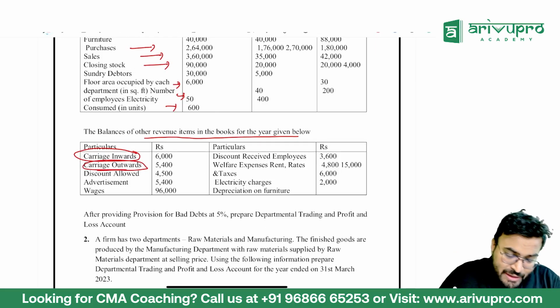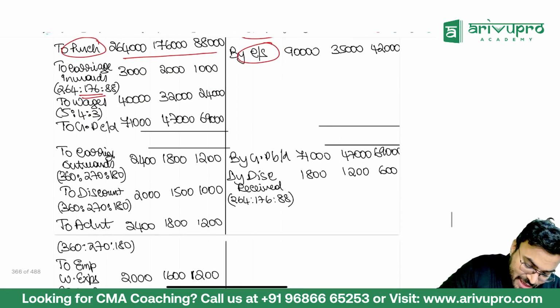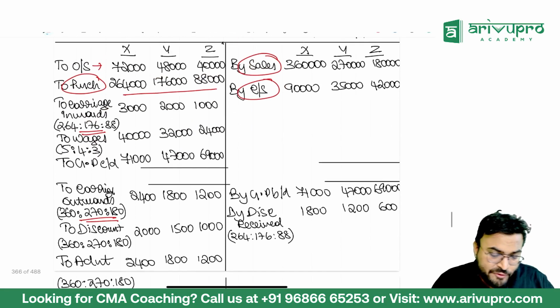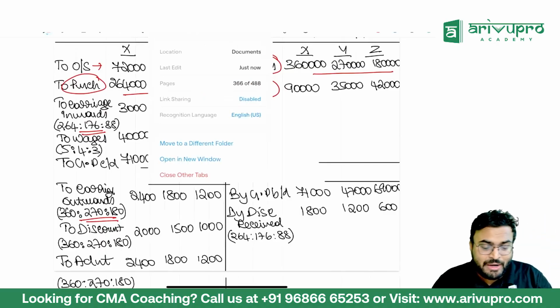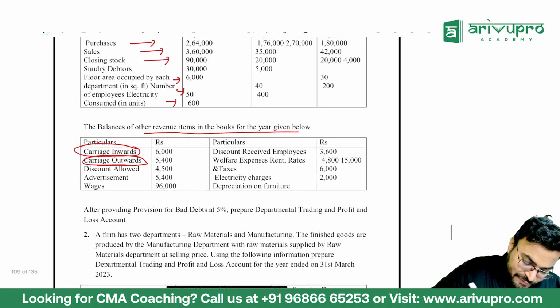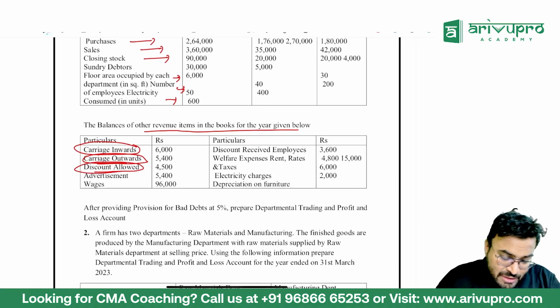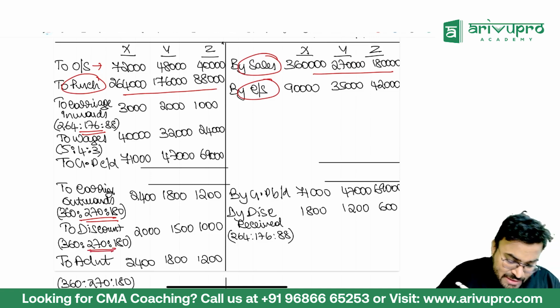Carriage outward, it's on the basis of sale. See, carriage outward in the P&L, it's on the basis of sale. 360, 270 and 180. Okay, then we have discount allowed. Discount allowed is again based on sales.